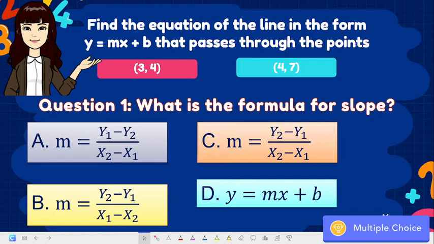Is it A, m is equal to y sub 1 minus y sub 2 over x sub 2 minus x sub 1? B, m is equal to y sub 2 minus y sub 1 over x sub 1 minus x sub 2? C, m is equal to y sub 2 minus y sub 1 over x sub 2 minus x sub 1? And D, y is equal to mx plus b. Okay, if your answer is letter C, you are correct. This is the formula for slope. M is equal to y sub 2 minus y sub 1 all over x sub 2 minus x sub 1.